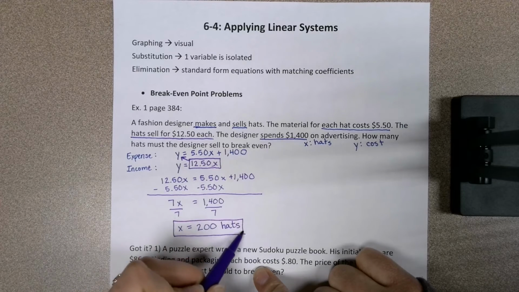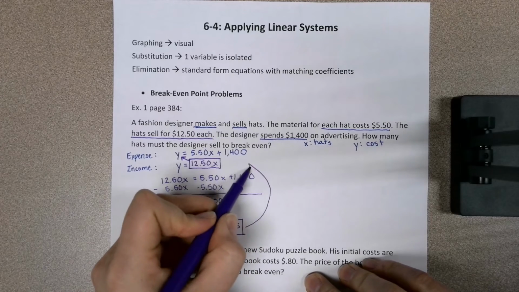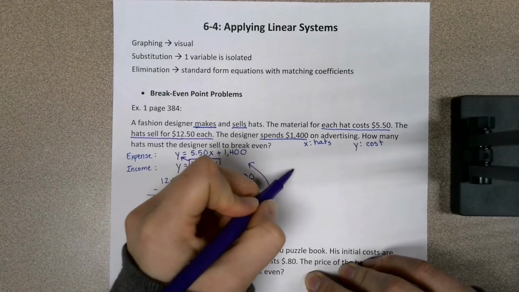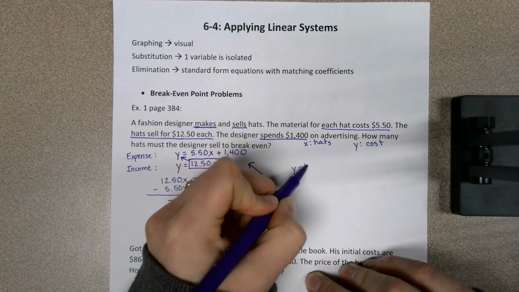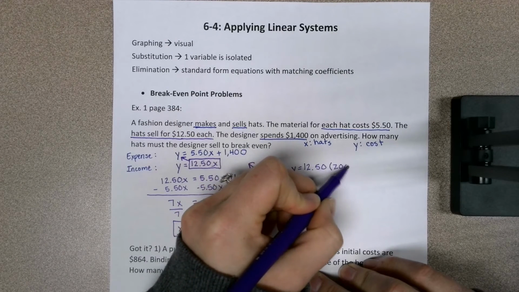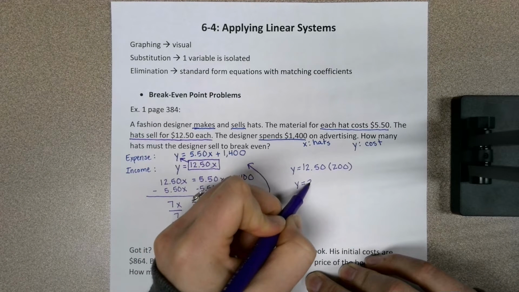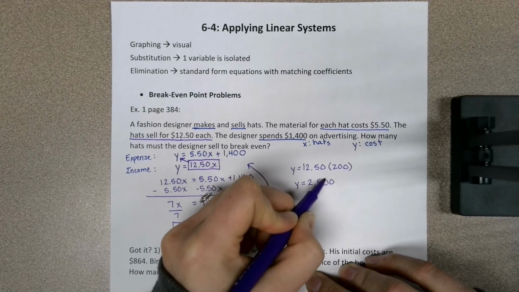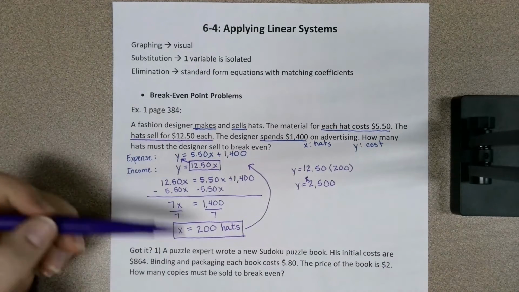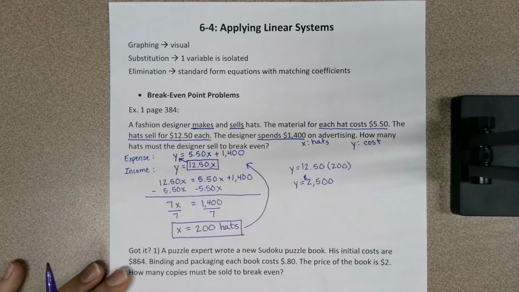We could also figure out how much money would have to be spent before they break even by plugging this back into either one of the equations. I'm going to pick the bottom one just because it's less steps. So y is equal to $12.50 multiplied by 200. And when we multiply that, we get 2,500, and y represented the total cost, so we would have money as our label. Again, we would need to sell 200 hats to break even at $2,500.